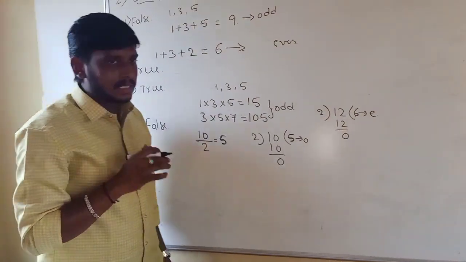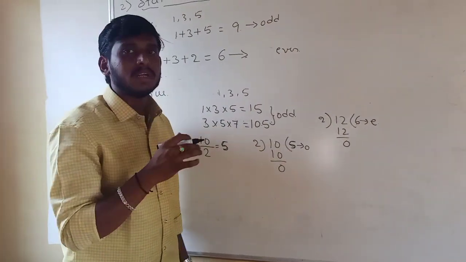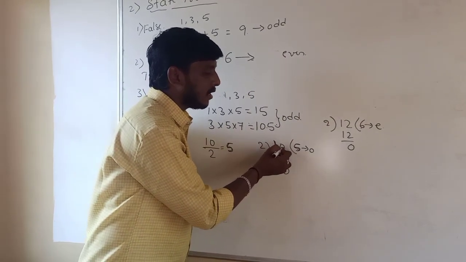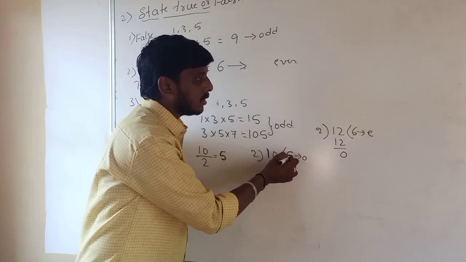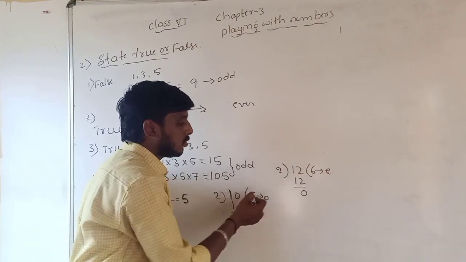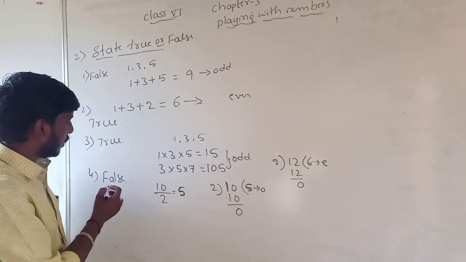What it means? Statements should be true for any number. But when you take 10, you got an odd quotient. When you take 12, you got an even quotient. So the statement is not always true, it is false.